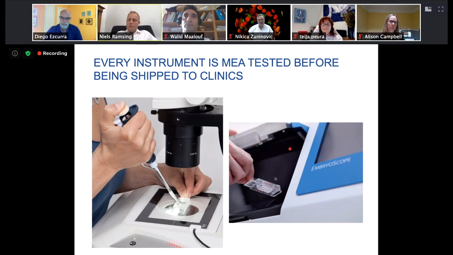And of course, if the instrument doesn't work, you will not have any embryos coming out of the treatment. And that's not good. So for that reason, all the EmbryoScopes that are produced by Vitrolife are tested individually with mouse embryo assays before they're released. And I think this tradition of mouse embryo assays is very strong in Vitrolife. And I think it's really important because you could have things happening.